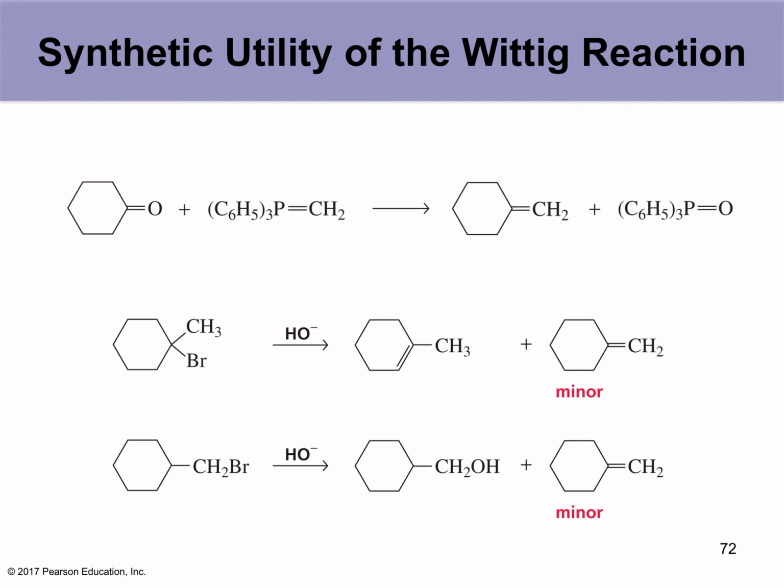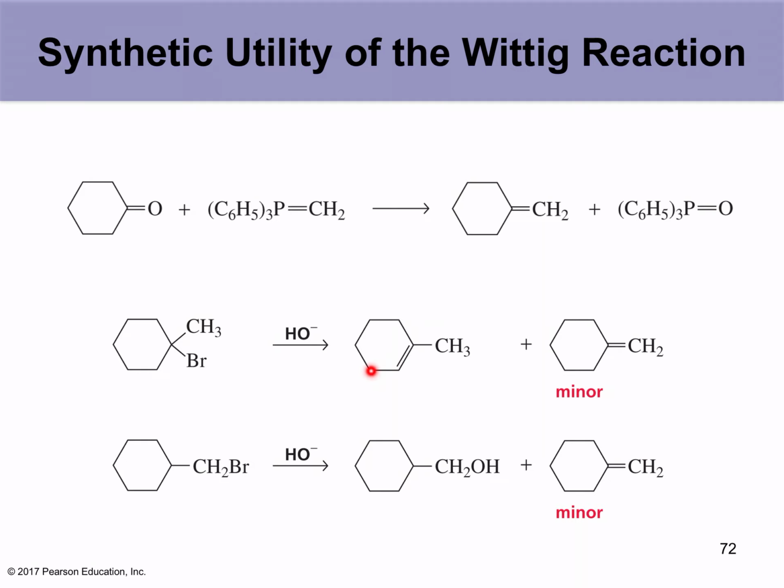Synthetic utility of the Wittig reaction. Let's see, you want to form this alkene. Let's look at what are the possible ways that we can make the alkene. We can make this alkene by using the cyclohexanone and then the phosphonium ylide having the carbon group as CH2. So when these get together, this CH2 is going to go to this carbon forming a double bond. In this reaction, there are no side reactions, and you will get most of the product as the product you want, which is this one.